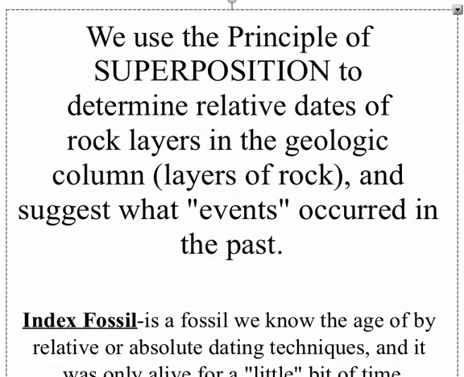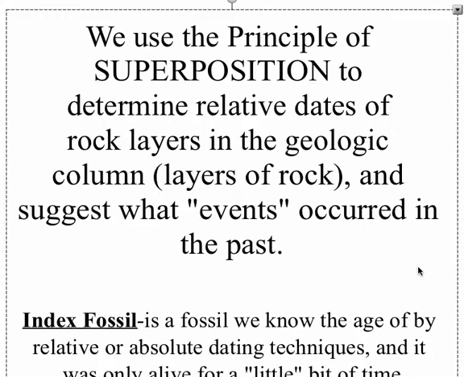So why is this important? Well, we use this superposition law or principle to determine the relative dates of rock layers in a column. Okay? In other words, layers of rocks. Oldest at the bottom, youngest at top. And therefore, we can suggest what geologic events occurred in the past to form those rock layers and how things have changed. But there's something you kind of got to know, and that's index fossils.